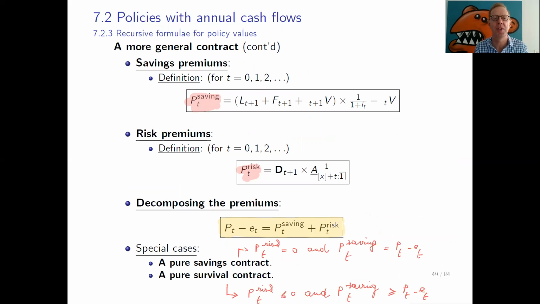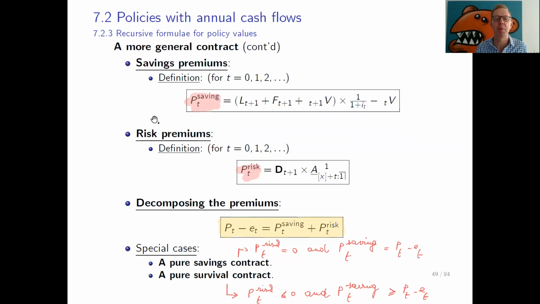For this more general savings contract, we can then also define the savings premium. The savings premium is now the premium needed to bring the policy value VT to the level VT plus 1 and the related payments to the survivors at time T plus 1, LT plus 1 plus related expense, VT plus 1. The risk premium is then defined as the premium for a term insurance of 1 year that pays the sum at risk at the end of the year.